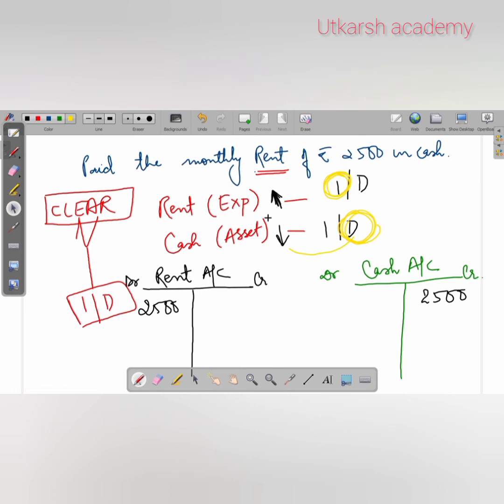So this example is also very clear. Okay. So this was the overall chapter of accounting equation. Hope my video has made your concept very clear.